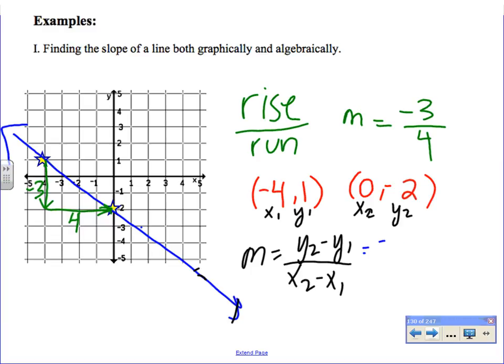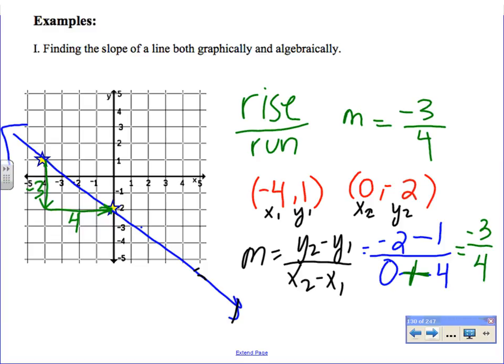Y2 is negative 2, so negative 2 minus y1 is 1, over x2 is 0, x1 is negative 4, so minus negative 4. Make sure you're doing minus negative 4. What does this bottom one turn into if I have 0 minus negative 4? Right. Positive 4. So when I do this, negative 2 minus 1 is negative 3. 0 plus 4 is 4.